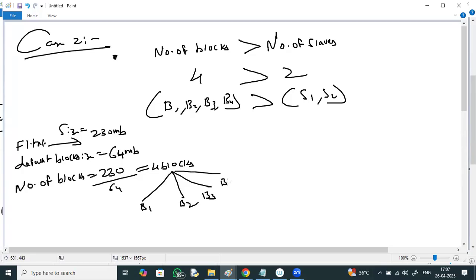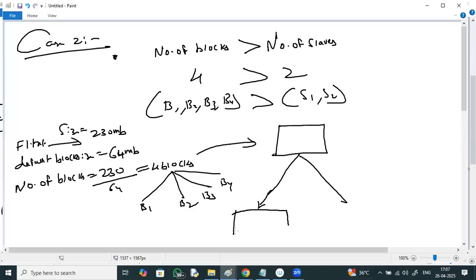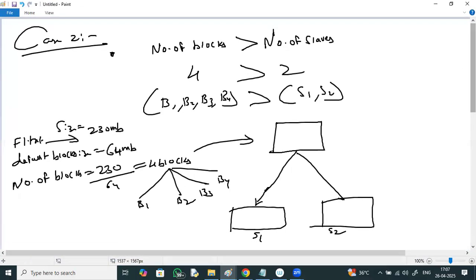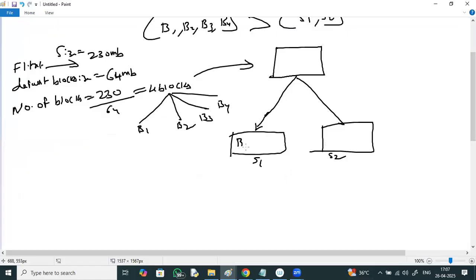You got 4 blocks, and this is your master, but only 2 slave systems are available. The number of slave systems is less. So this is S1, this is S2, this is S1, this is S2. The 4 blocks need to be distributed across 2 systems. So B1 here, B2 here, again B3 here, B4 here. The blocks are getting distributed across multiple systems. If we have 10 blocks, then 5 blocks go to the first system and 5 blocks to the second system.